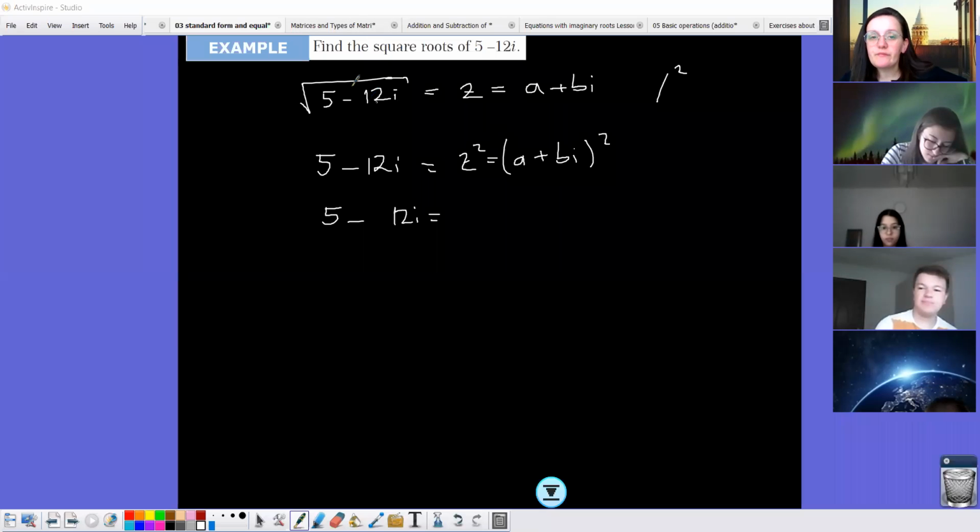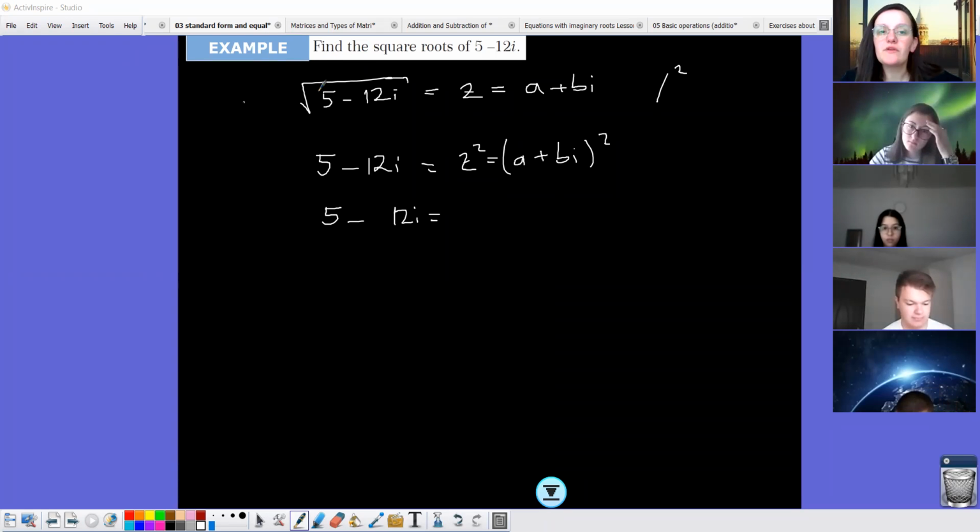Because the question says find the square root of 5 minus 12i, I'm writing square root of 5 minus 12i and saying that it is equal to z, another complex number, where z is a plus bi. To find a and b, because we need them to see what the square root of 5 minus 12i is equal to, I'm taking the square of both sides to get rid of the square root.